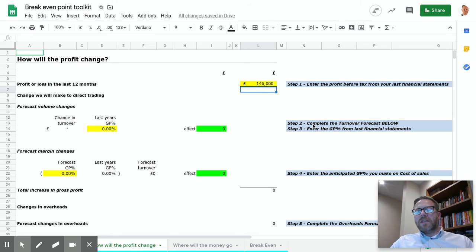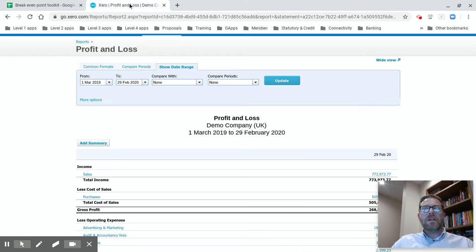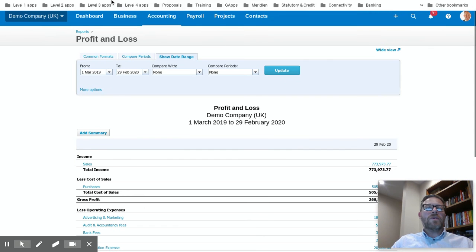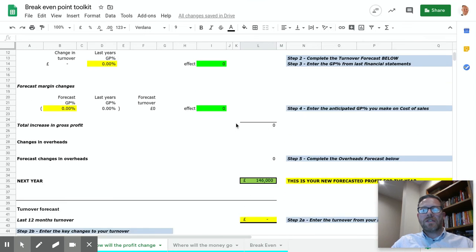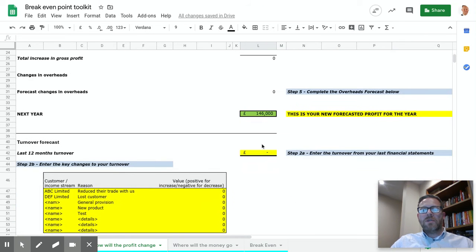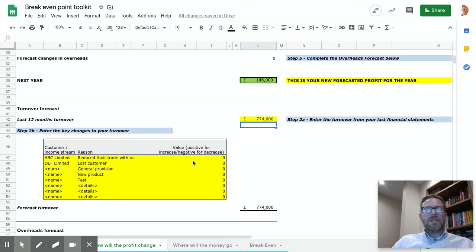Step 2 is to complete the turnover forecast below. So what challenges does the turnover that we currently have of £774,000 face in the next 12 months? Well, at 2A, let's just pop in that turnover in the last 12 months. And then let's look at the challenges that we face. I've got some examples here. You will have your own reasoning as to how your turnover is going to change.